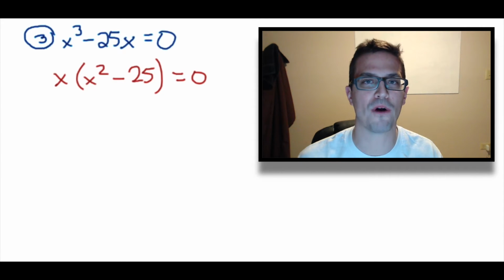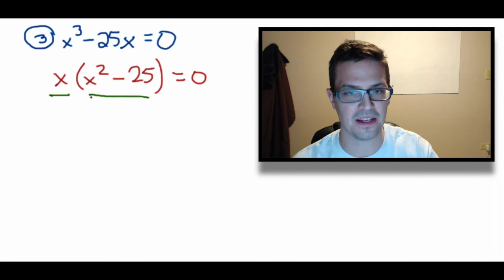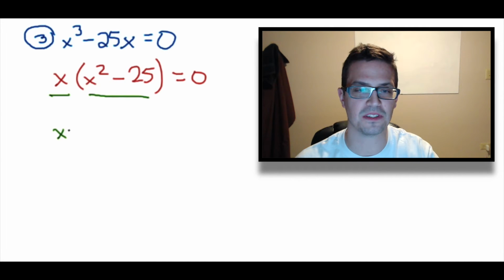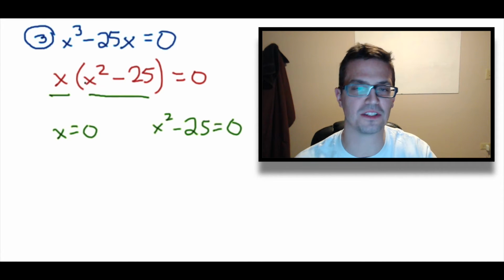Now, if you remember from zero product property, each one of these factors in the product, so this x in this case and this x squared minus 25, has to be set equal to 0 in order to use zero product property and solve for both of these zeros in the equation. So this x is already equal to 0.